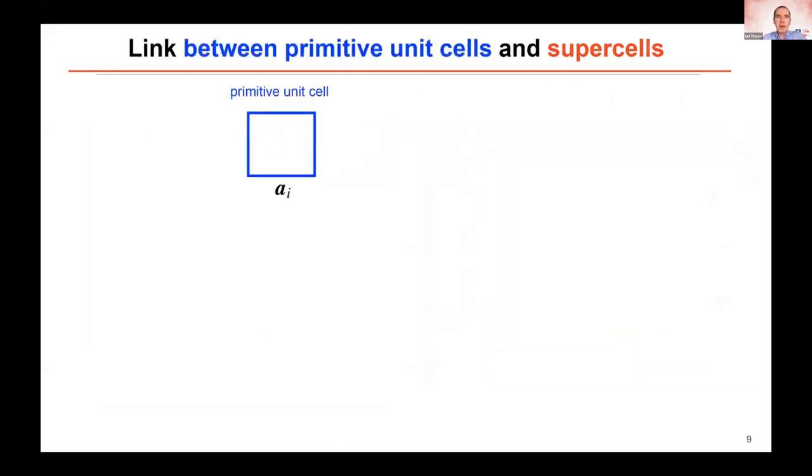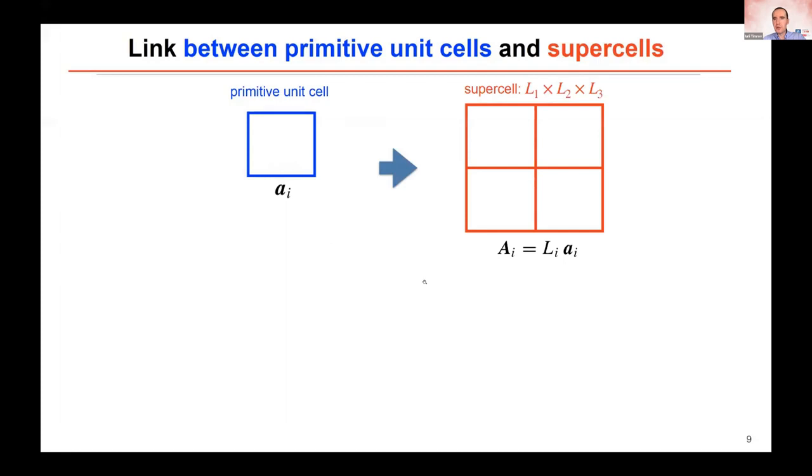So let me first talk about the link between the primitive unit cells and supercells. Let's take a primitive cell, for simplicity cubic, two-dimensional, and a is the length or the lattice parameter of this primitive unit cell. We can construct a 2x2, let's say, supercell in red. And now we have actually doubled the length of the lattice parameter. We use the capital letter A to indicate the lattice parameter of the supercell, and it's equal to the lattice parameter of the primitive cell times the number of units in each direction.